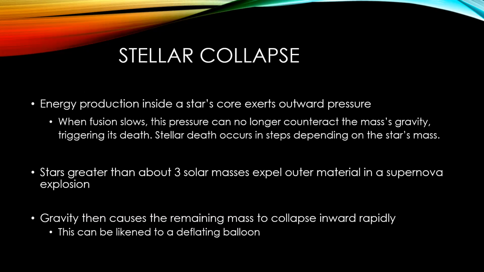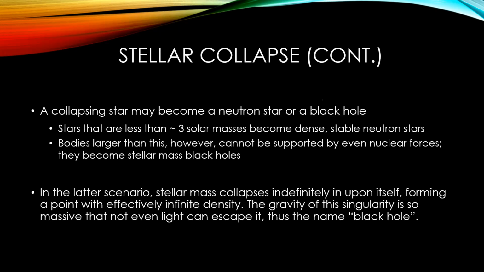When nuclear fusion in a star's core slows down, its death is triggered. The energy produced by fusion exerts an outward force on the star, which counteracts the body's gravity. Once this force weakens, the star cannot support its own mass. Larger stars will expel outer mass in a supernova before collapsing rapidly in on themselves. Once this process begins, a star may become a neutron star or a black hole.